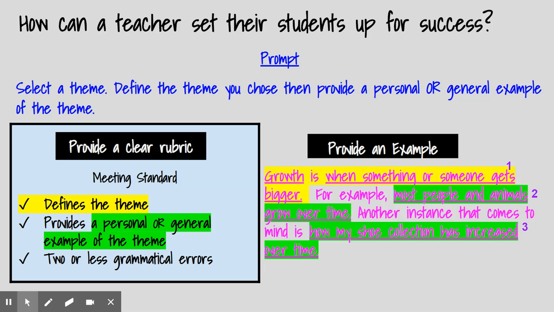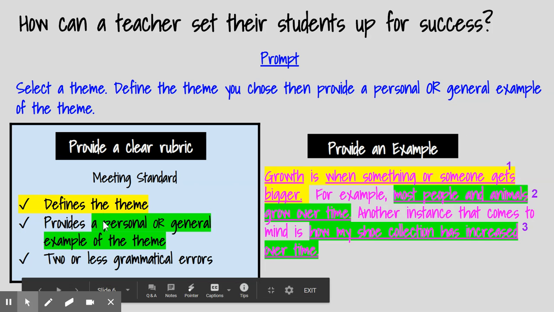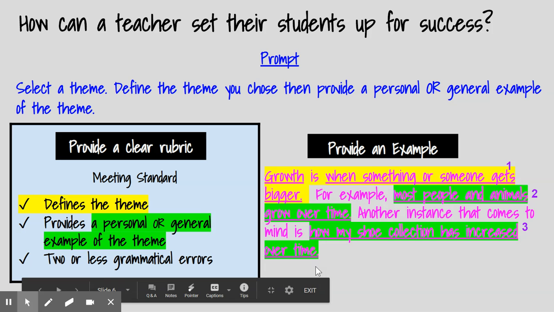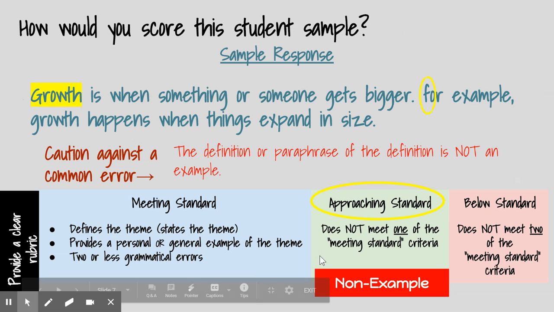Our screen right now shows a previous example that was discussed in lesson 2. This is the meeting standard rubric and an example. The highlights in corresponding colors illustrate how this sample met standard. There's a definition, an example, and the theme is clearly stated.